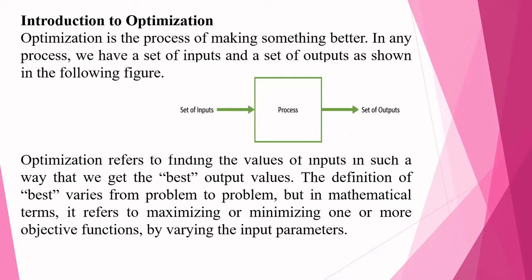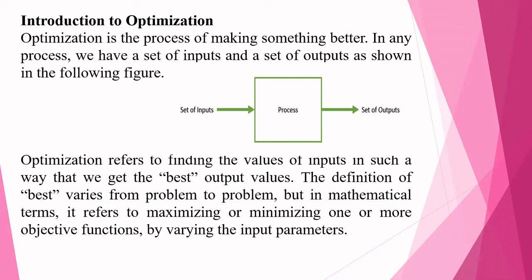In any process, we have a set of inputs and a set of outputs, as shown in the following figure. There is a set of inputs, a process, and outputs are generated. So optimization allows us to get better solutions for the given problem. It means finding the values of inputs in such a way that we get the best output values. The definition of best varies from problem to problem, but in mathematical terms it refers to maximizing or minimizing one or more objective functions by varying the input parameters.